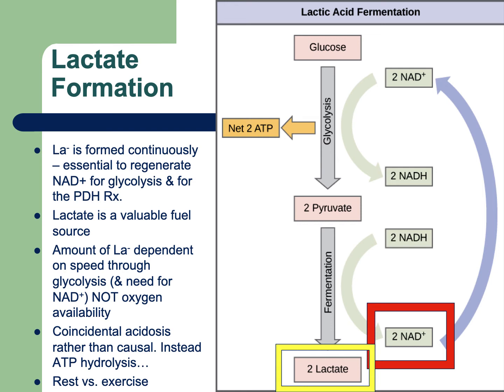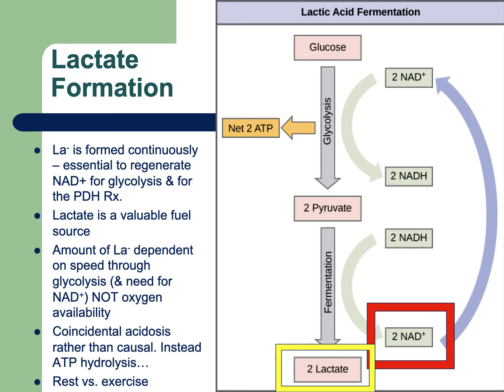So at high intensity exercise, there is a greater need for NAD for glycolysis to run, and so more lactate is produced to create the cytoplasmic NAD required for glycolysis. It is coincidental that lactate increases. So increased exercise intensity is proportional with an increase in lactic acid formation due to the need to recycle and produce NAD for glycolysis to run. This is called coincidental acidosis rather than causal.